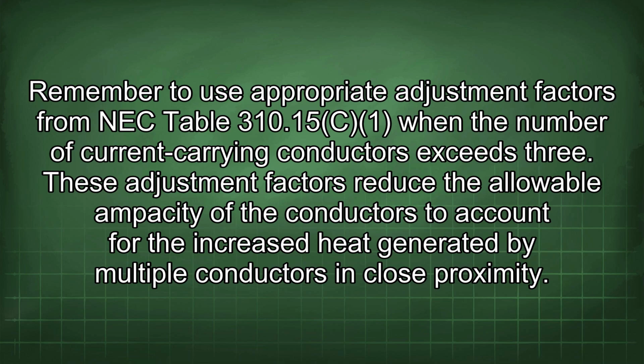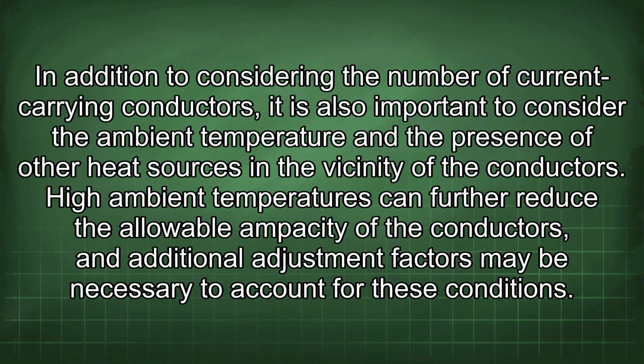Remember to use appropriate adjustment factors from NEC Table 310.15 when the number of current carrying conductors exceeds 3. These adjustment factors reduce the allowable ampacity of the conductors to account for the increased heat generated by multiple conductors in close proximity. In addition to considering the number of current carrying conductors, it is also important to consider the ambient temperature and the presence of other heat sources in the vicinity of the conductors.